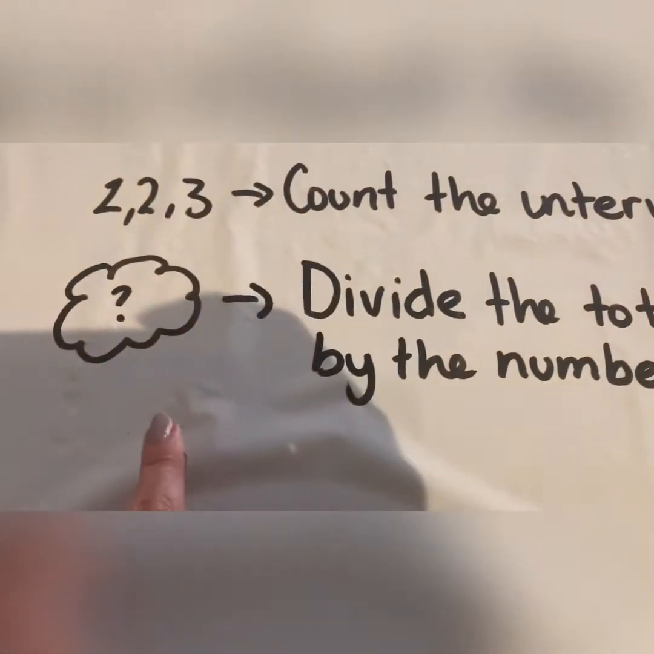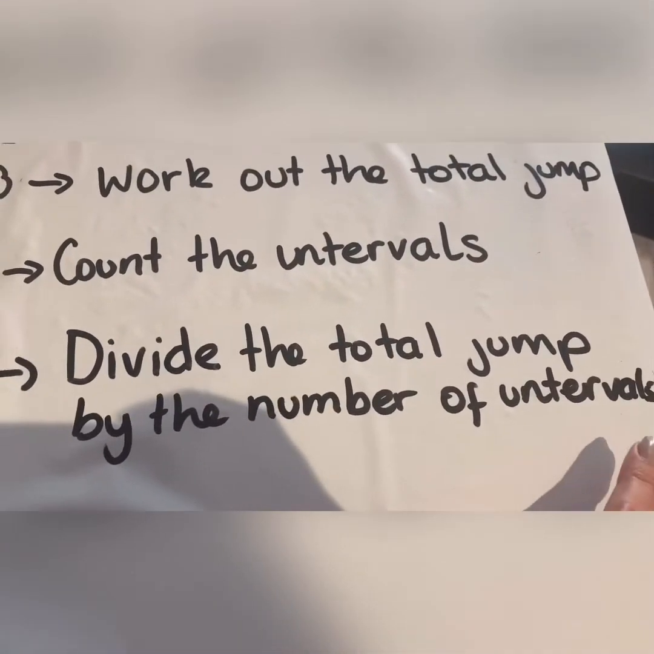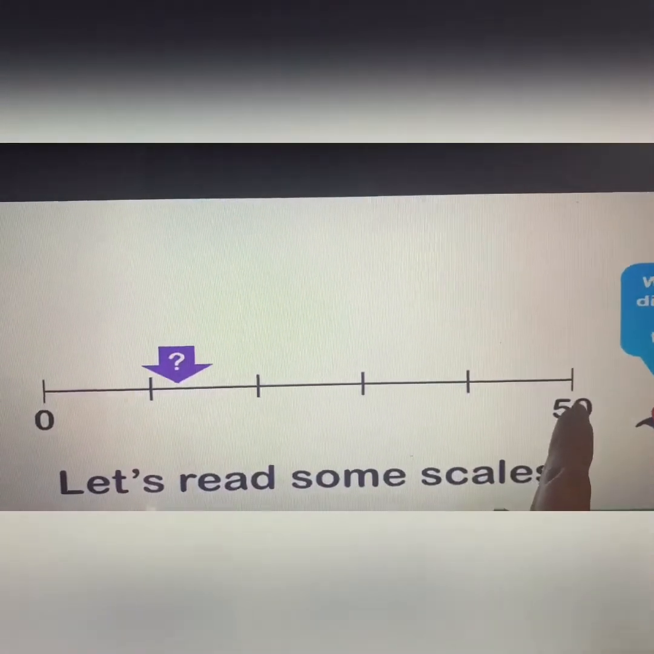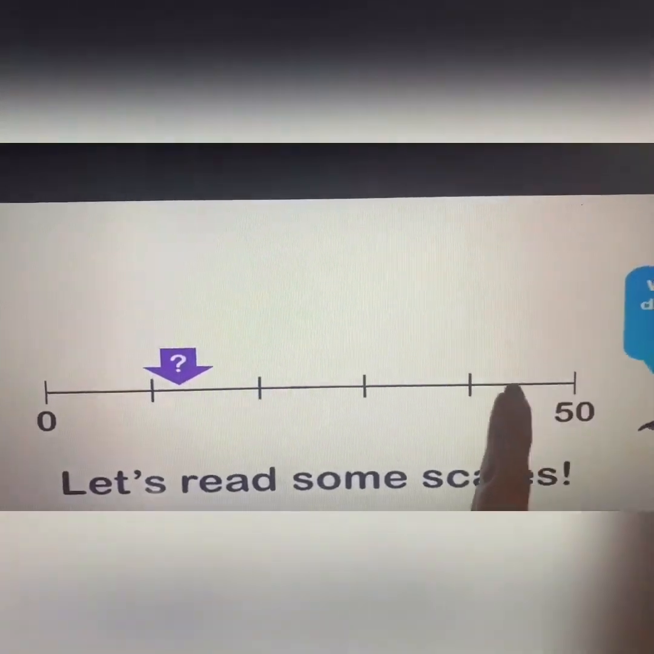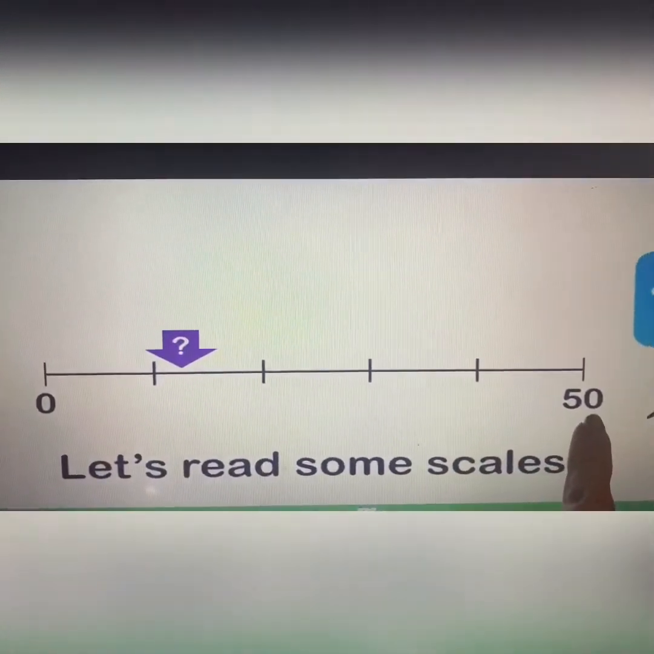Now what we have to do is divide the total number of jumps by the number of intervals. So we know we have a total jump of 50, but we need to divide it by 5. So how many times can you split 50?